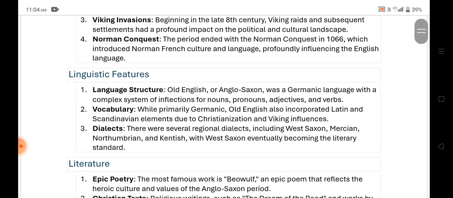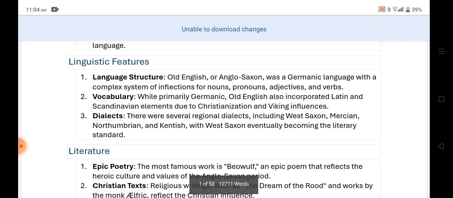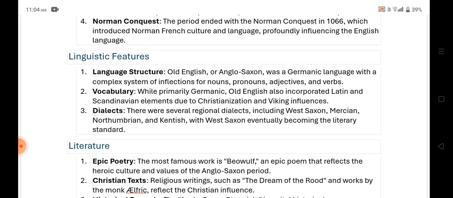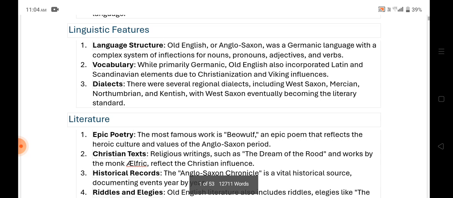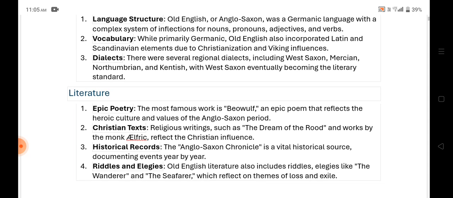And some linguistic features: first is language structure. Old English or Anglo-Saxon was a Germanic language with a complex system of inflection for nouns, pronouns, adjectives and verbs. Then vocabulary, primarily Germanic, but Old English also incorporated Latin and Scandinavian elements due to Christianization and Viking influence. And there were several regional dialects, including West Saxon, Mercian, Northumbrian, Kentish, with West Saxon eventually becoming the literary standard.